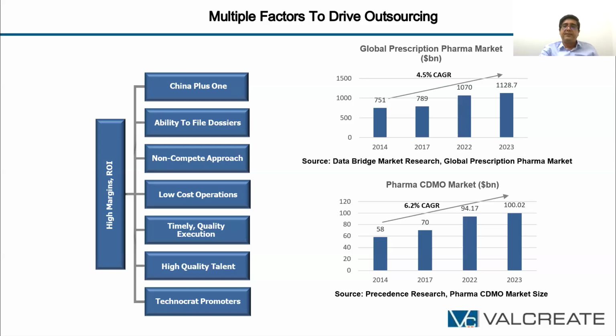It has grown from $751 billion to $1.1 trillion in 2023, and of which $100 billion today is the contract manufacturing part of it, which means that if you look at the sales of the innovator and the cost out of the cost, $100 billion is coming from contract manufacturing companies. So that's not a bad figure when it comes to the penetration of contract manufacturing companies. And if the global prescription market keeps growing, then the contract manufacturing business will also keep growing as fast or much faster, I would say.